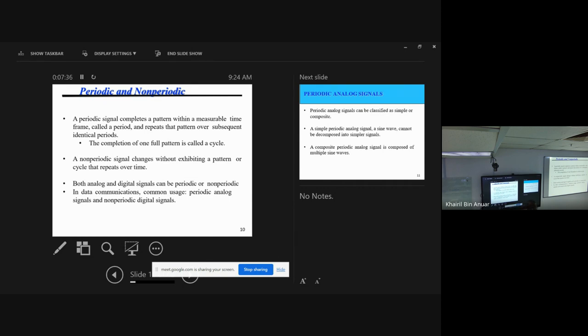Whereas for non-periodic, it means that you don't have any specific pattern. So for this type of signal, usually we define it in digital, whereas the periodic one is what you use for analog systems. So analog transmission can be periodic, but for digital, usually you use a non-periodic type of signal. So that is what we can mention.